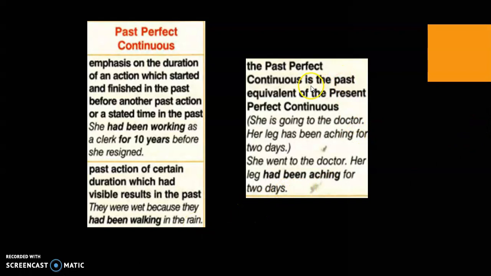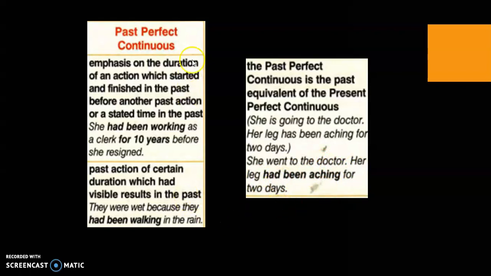The past perfect continuous is the equivalent of present perfect continuous. She's going to the doctor. Her leg has been aching for 2 days. If we want to say the same in the past, we would say she went to the doctor. Her leg had been aching for 2 days.